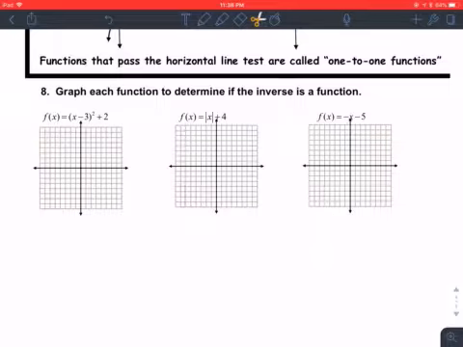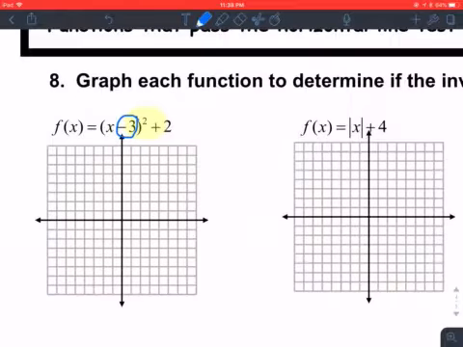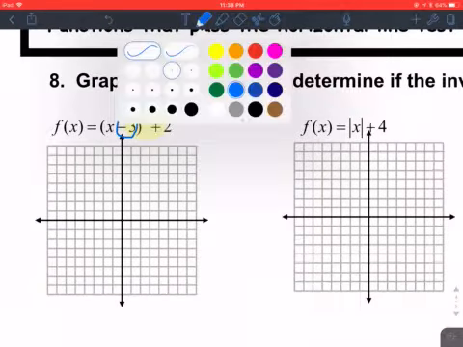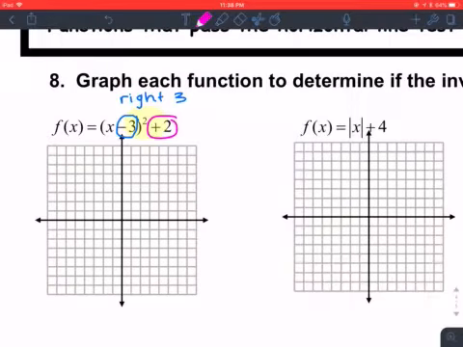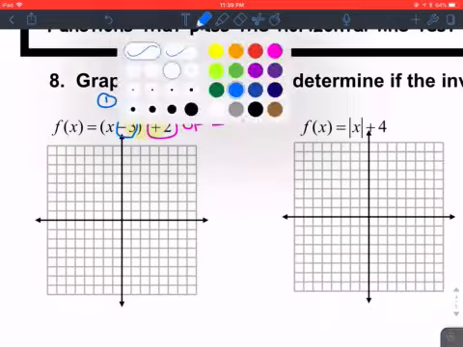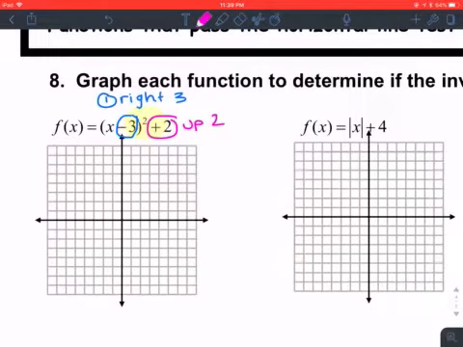Alright, so let's look at some of these graphs. This very first graph is our quadratic function. So that tells me it's quadratic. And then we have a couple of transformations. That -3 tells me we're shifting the quadratic parent function right 3. And then that +2 tells me we're shifting the graph up 2. And remember, the order is important. Always do left and right first. And then up and down vertical shifts are always going to be last.